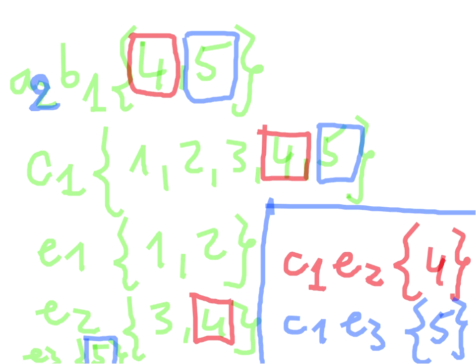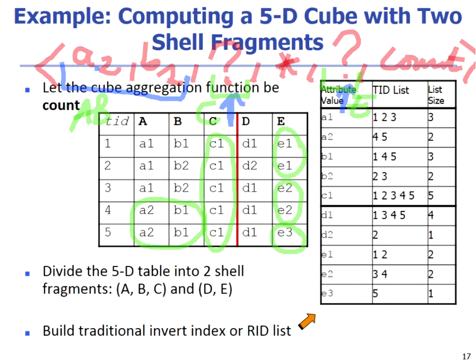So 4 exists on A2, B1, exists on C1, and exists on E2. After that, the result is 2 dimensions. Only the inquired dimensions. That means the dimensions with the interrogation mark. So what are the interrogation marks here? C and E. Is it clear? Good.